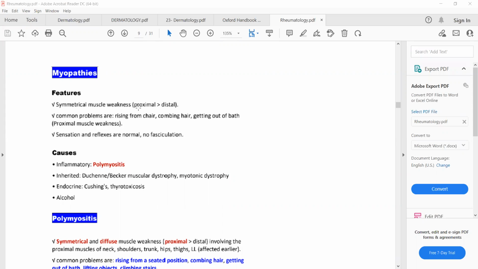Proximal muscle weakness of the lower limb will result in difficulty in rising from a chair and getting out of the bath, and upper limb proximal muscle weakness will result in difficulty in combing hair. So these are some features. If these features are given in the question stem, then you will suspect proximal myopathy.